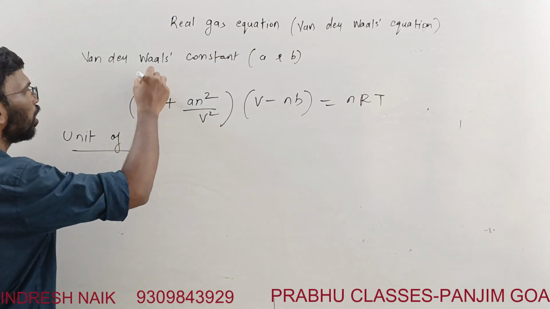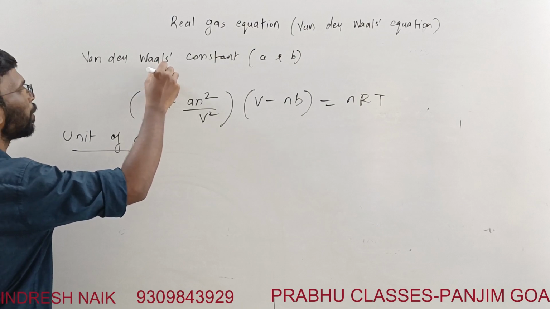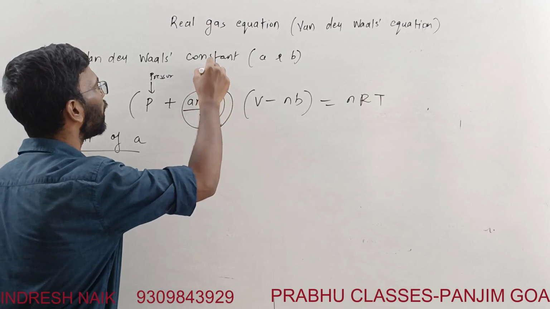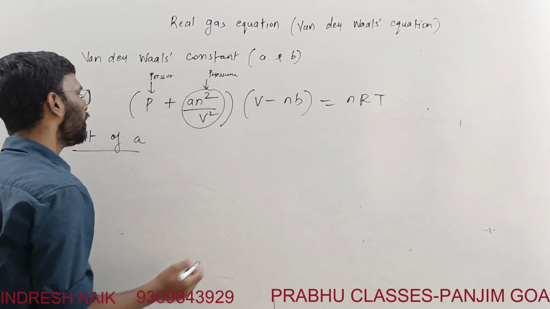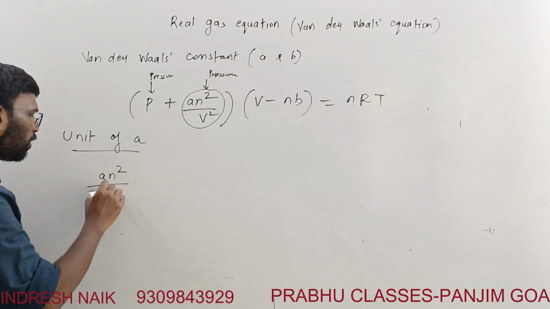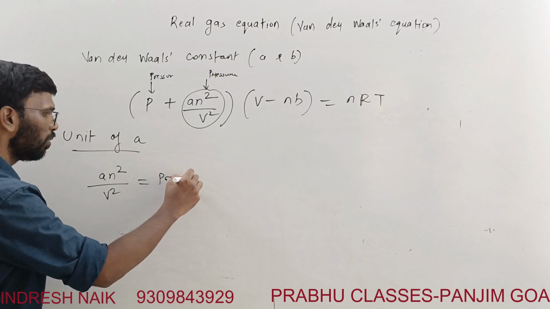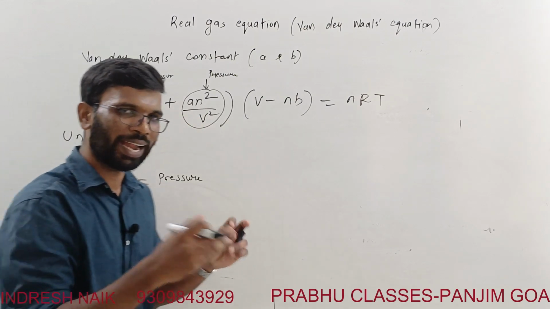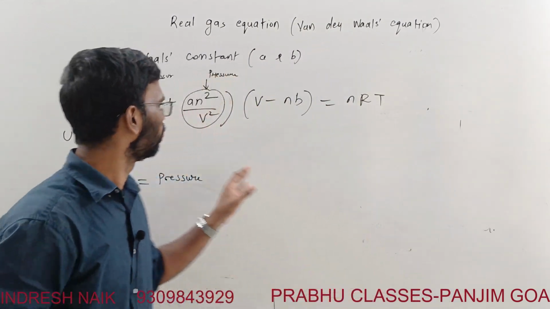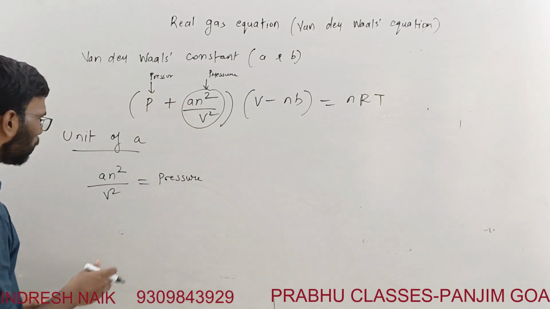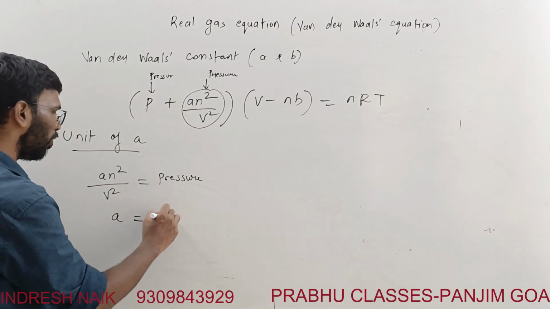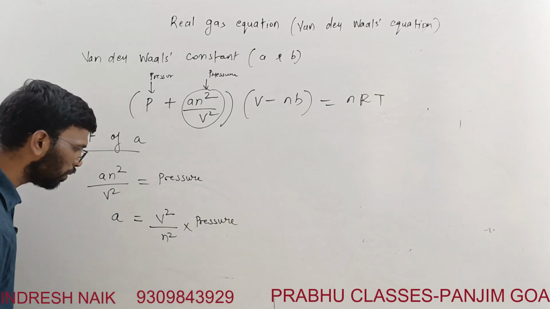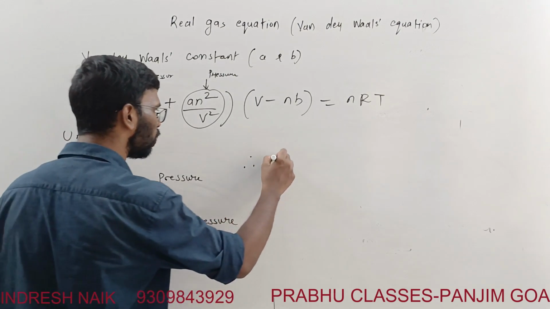So for the unit of a, this P represents a pressure. According to dimensional analysis, this quantity should also represent a pressure. Let's say an²/V² together represents a pressure, since we can only add quantities of similar units. So I am finding the units of a. a will be V² upon n² into pressure.